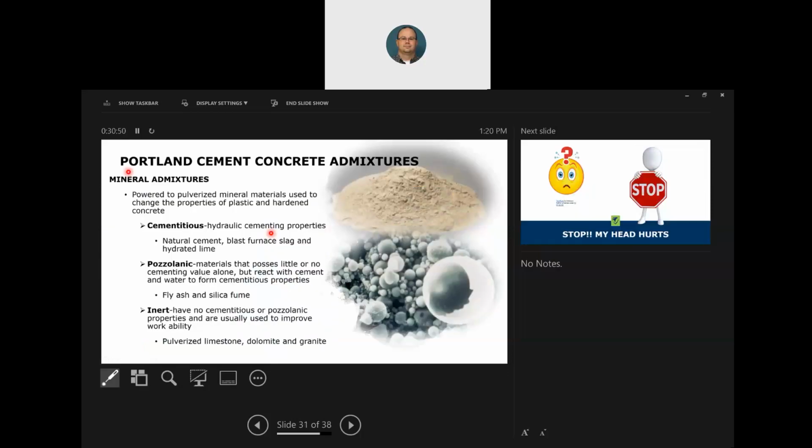Okay, let's talk about mineral admixtures. They are powdered to pulverized mineral materials used to change the properties of plastic and hardened concrete. So cementitious materials have hydraulic cementing properties: natural cement, recycled cement, blast furnace slag, and hydrated lime. Believe it or not, it'll actually create a cement-like substance. Then pozzolanic materials possess little or no cementing value alone, but react with cement and water to form cementitious properties: fly ash and silica fume.